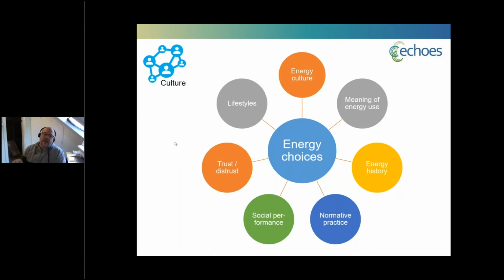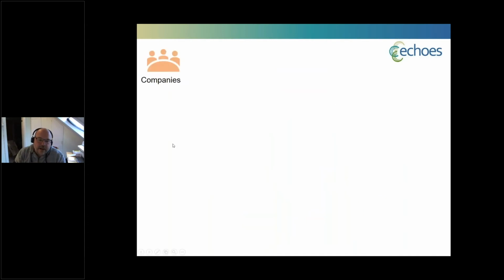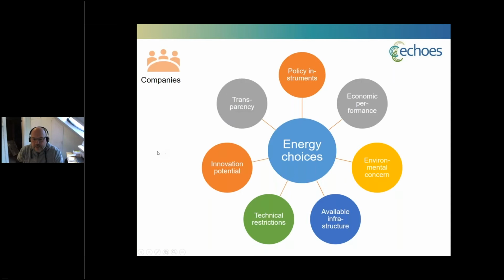And if we take one step further, next slide, and look at how companies and authorities make decisions, they have more of a focus on economic performance, how policy instruments affect companies, for example, but they also have this dimension of environmental concern. What kind of infrastructure is available? How does it fit the economic interests? How does it fit environmental concerns and so on? Also, those things have an impact on how these types of actors make decisions. So we should not assume that companies make decisions purely based on economic considerations.